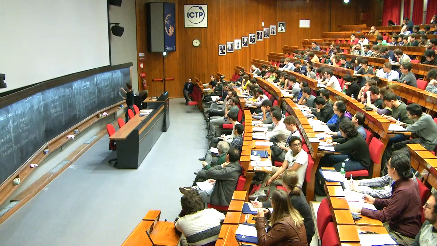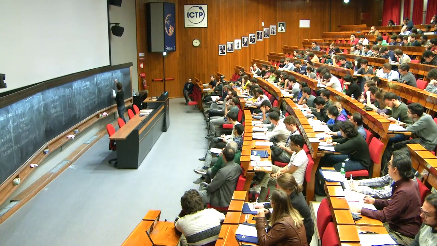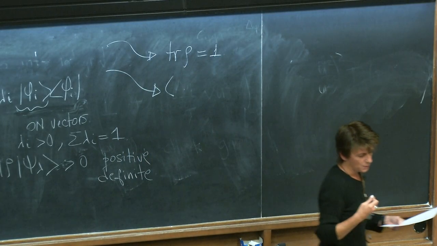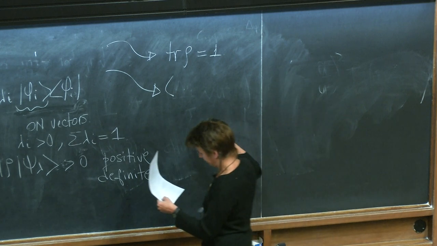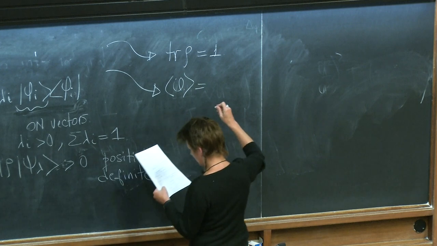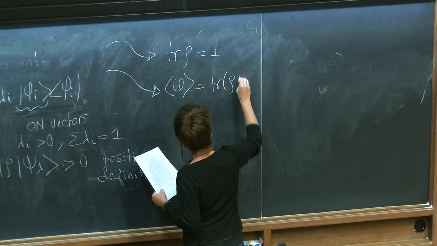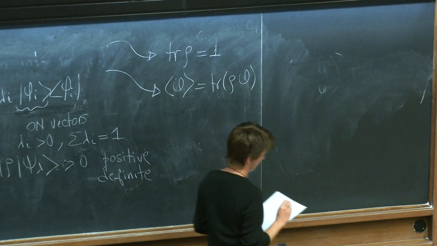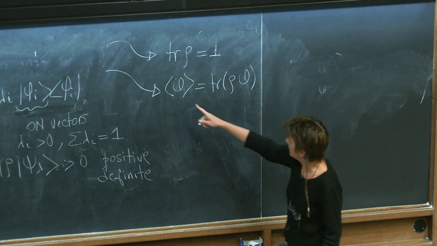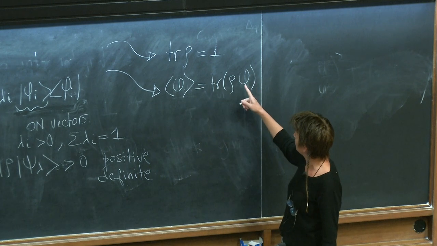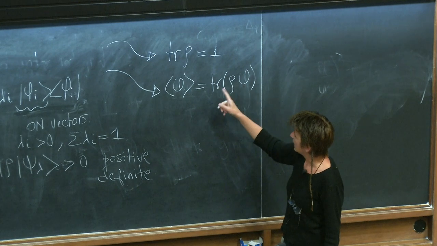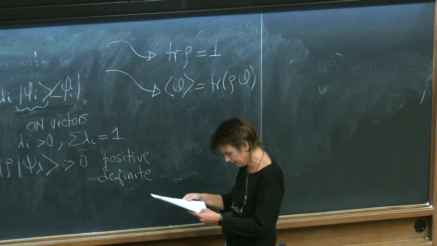Then another thing: there's a way to write expectation values of operators in terms of the density matrix. And from here, for example, if this operator is the identity matrix, you get immediately that the trace has to be 1.